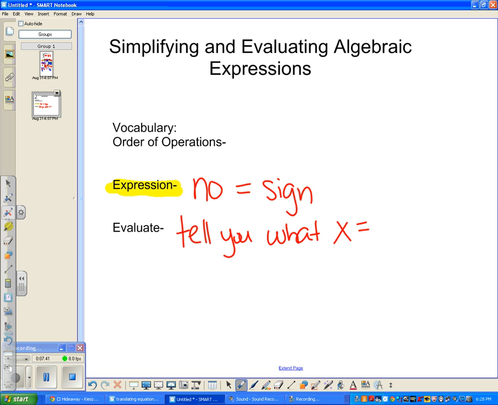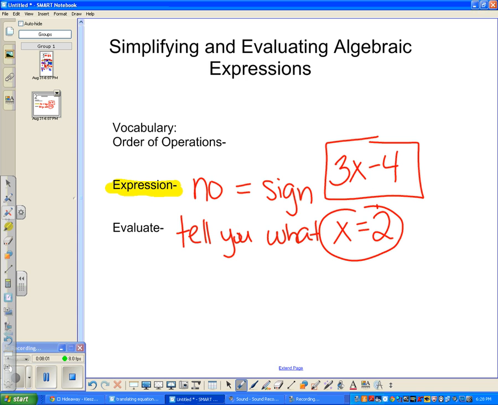Like, let's say I'm going to tell you what x equals. I'm going to say it equals 2. And then I'm going to give you an expression. So an expression, for instance, is something like 3x minus 4. And if I say evaluate this expression, well, there's no equal sign, so there's nothing I can do right now. There's nothing else I can do to tell you what x is. So when I want you to evaluate, I have to tell you what x equals, and then all you have to do is plug it in.